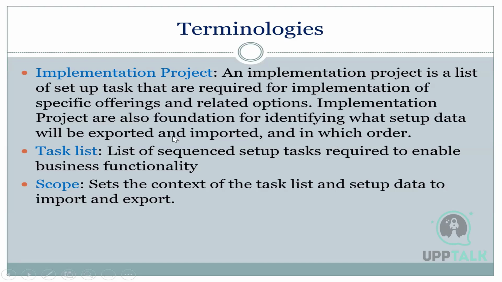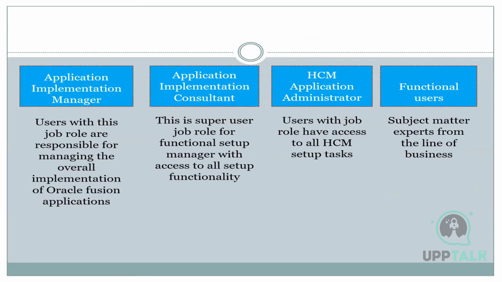This is a list of frequent setup tasks required to enable business functionality. A task list is like this: in that project, we have the different task lists. Scope: we set the context of the task list and the setup data to import and export. That means the scope of the project and what data is to be imported and exported.